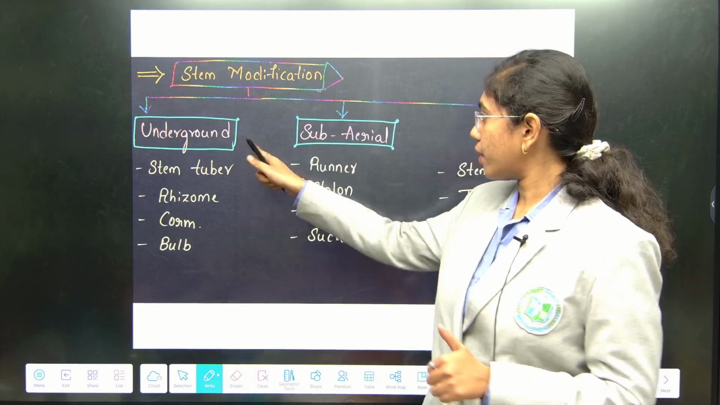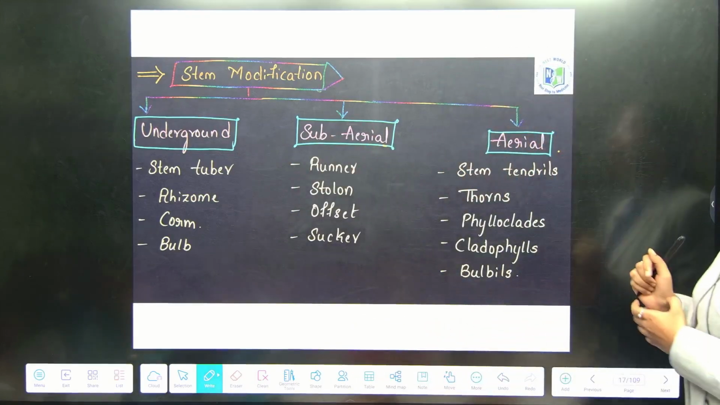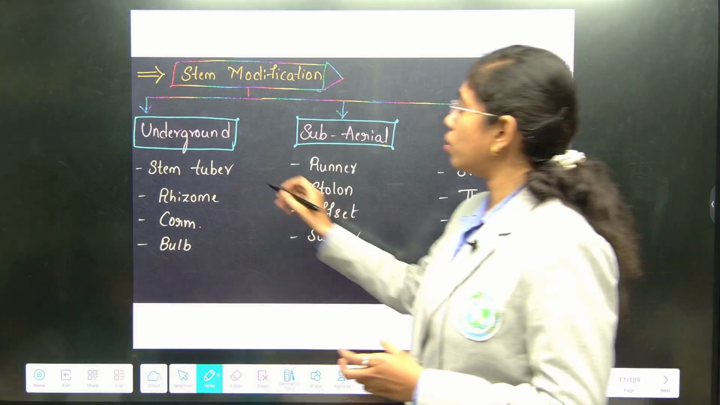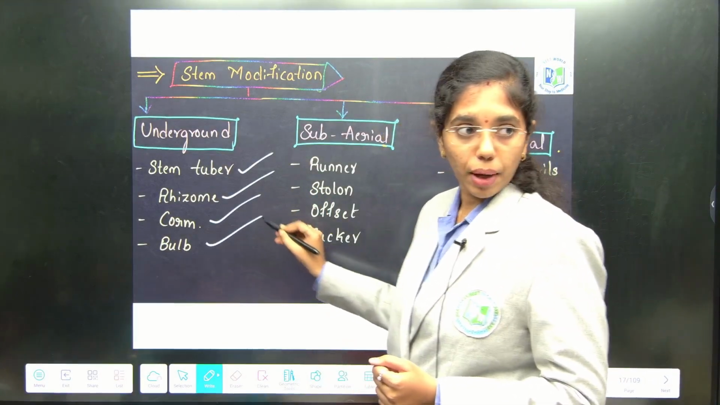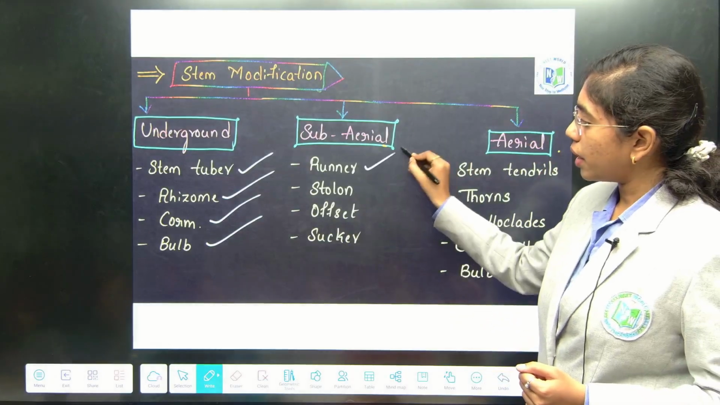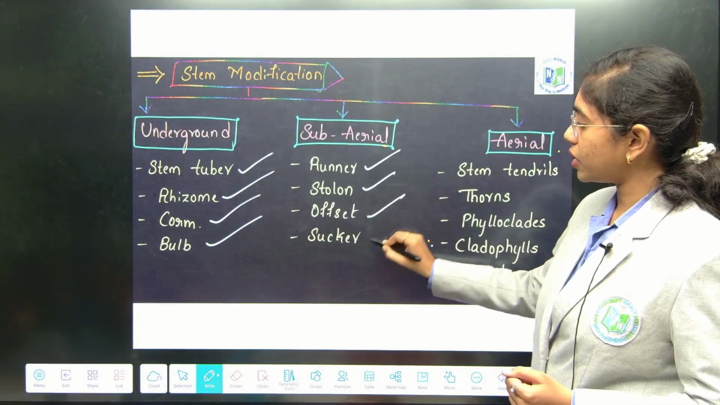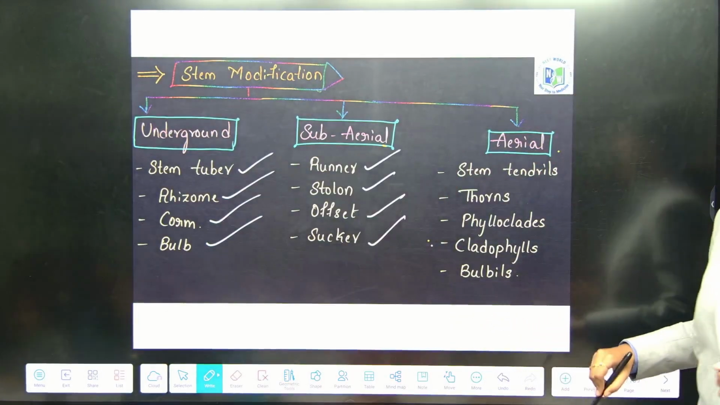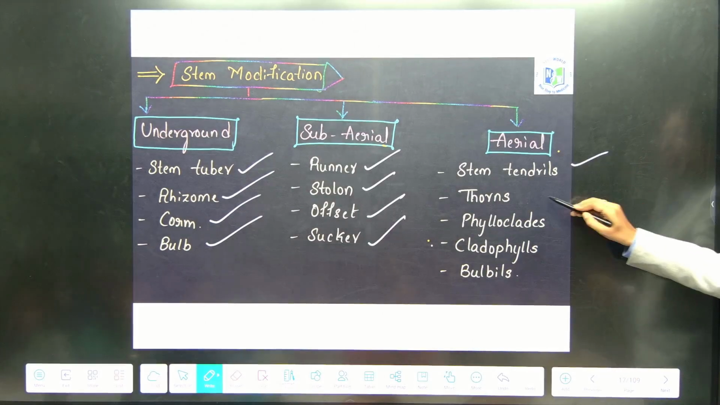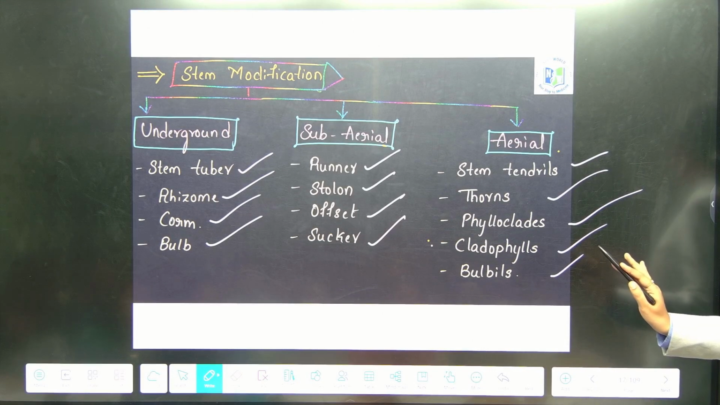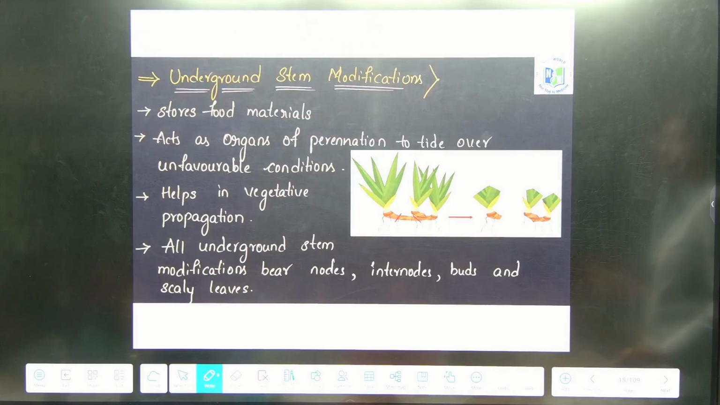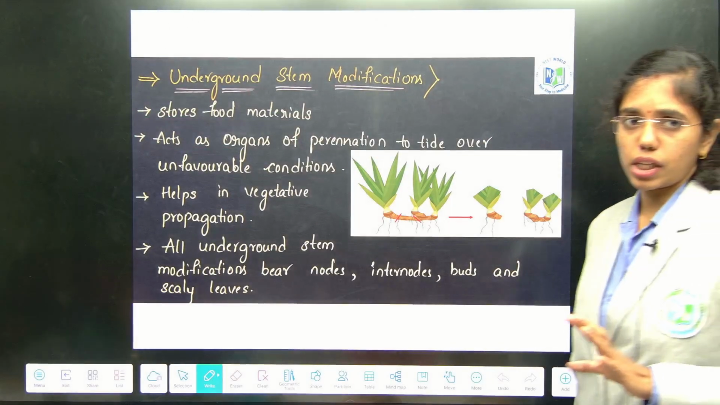Underground, subaerial, aerial. Underground stem modification includes stem tuber, rhizome, corm, bulb. Subaerial includes runner, stolon, offset, sucker. Aerial stem modifications include stem tendrils, thorns, phylloclades, cladodes, bulbils. Clear? Now, first underground stem modifications.